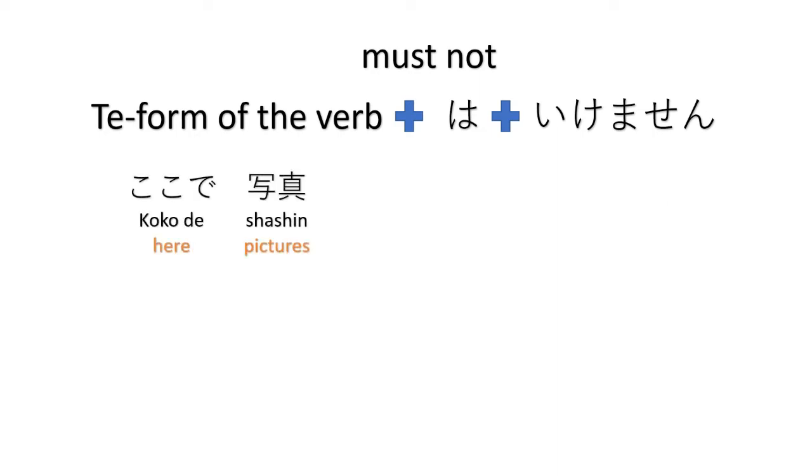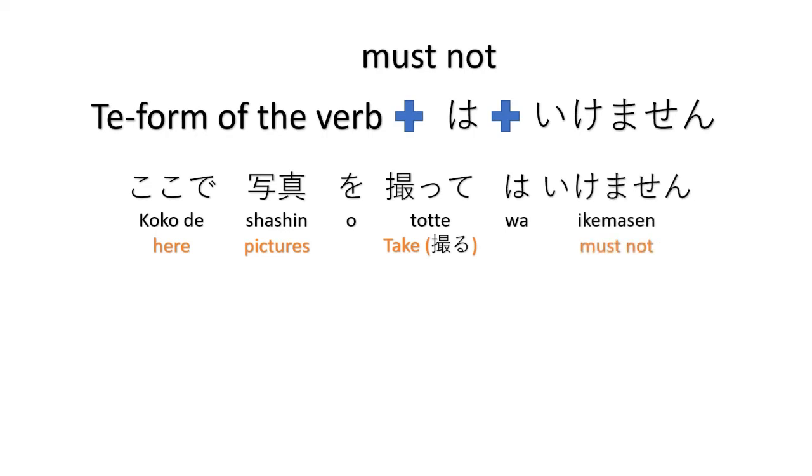Koko de shashin no totte. So totte is the te form of toru, to take. Totte wa ikemasen. You must not take pictures here. Okay? Koko de shashin no totte wa ikemasen.